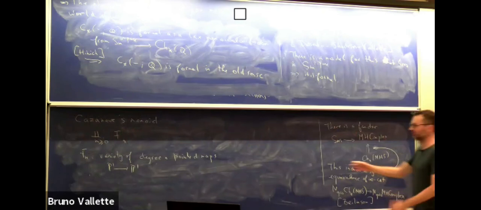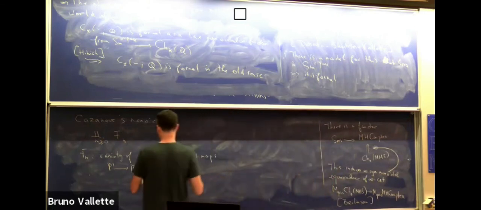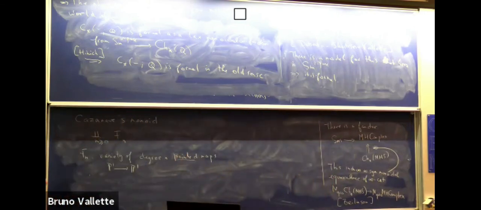To fix ideas, you can say pointed. You can, for instance, say that they send infinity to infinity. So essentially, it's the data of two coprime polynomials, where the top polynomial is degree n, and the bottom polynomial is degree at most n plus 1, so that it really goes to infinity at infinity. So it's really a smooth scheme. Such a map is defined by two polynomials, so you just have to say what the coefficients are.